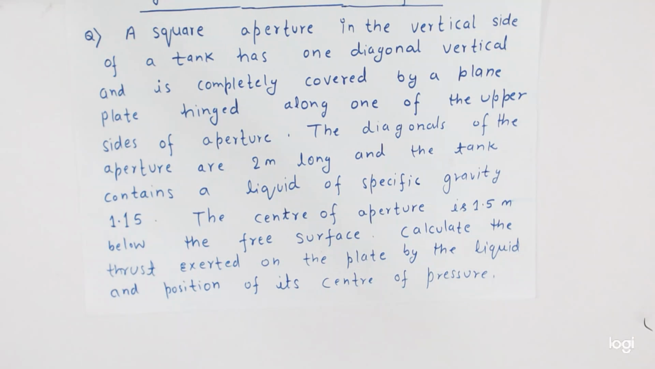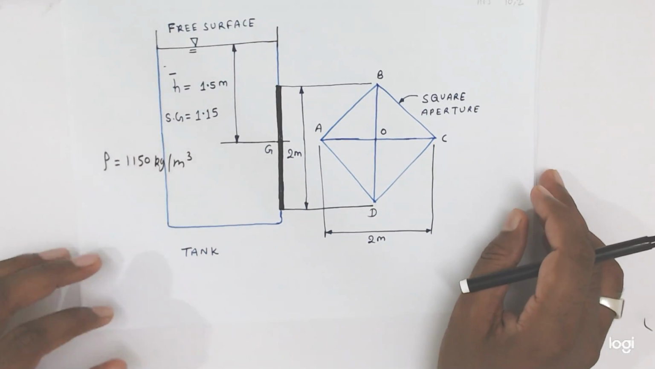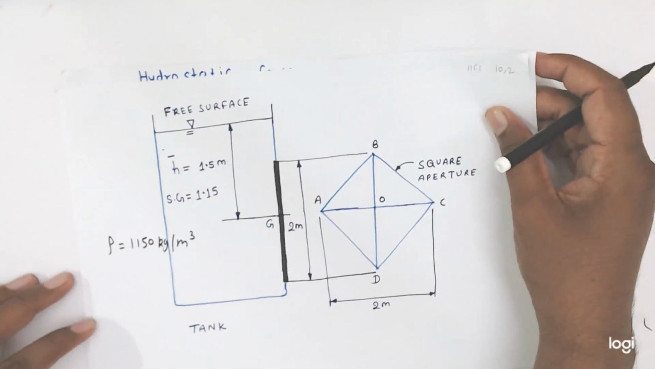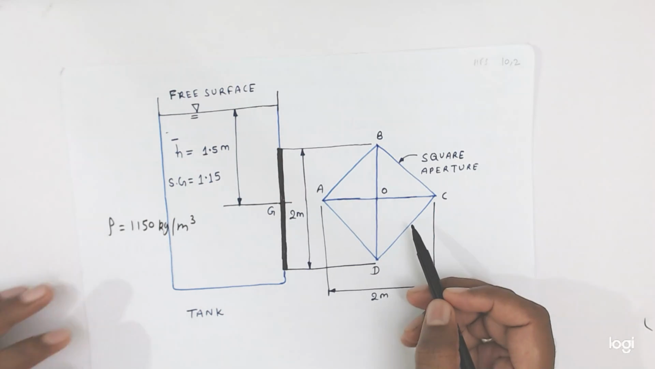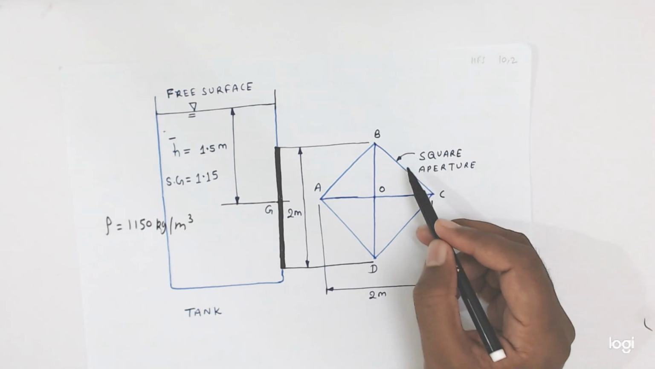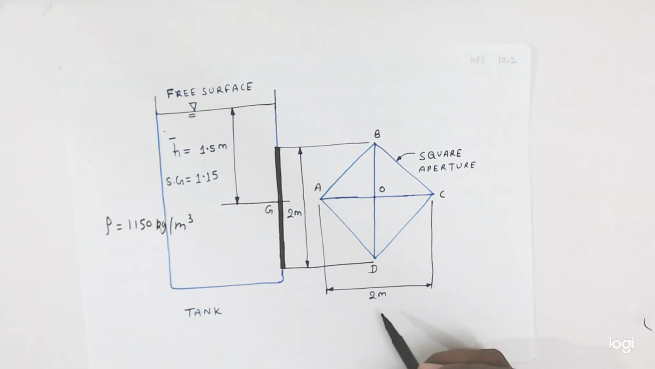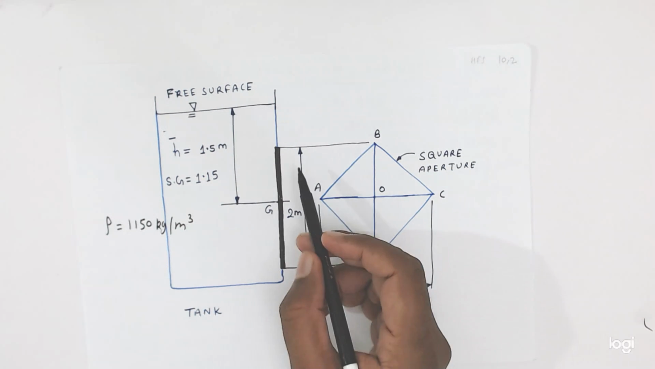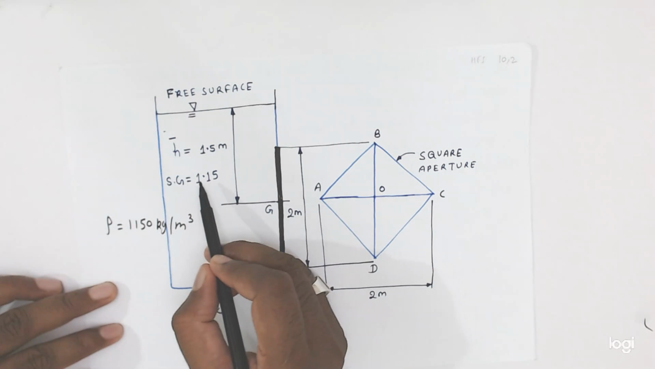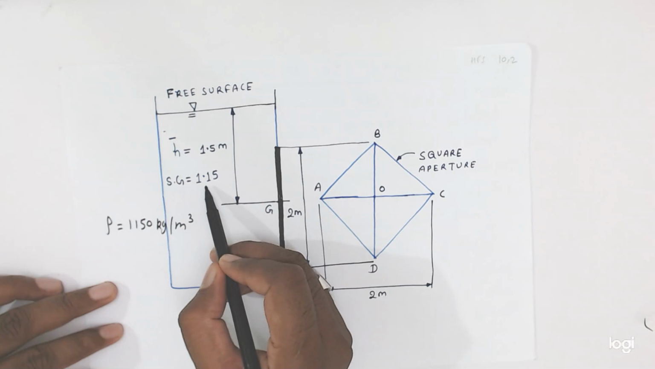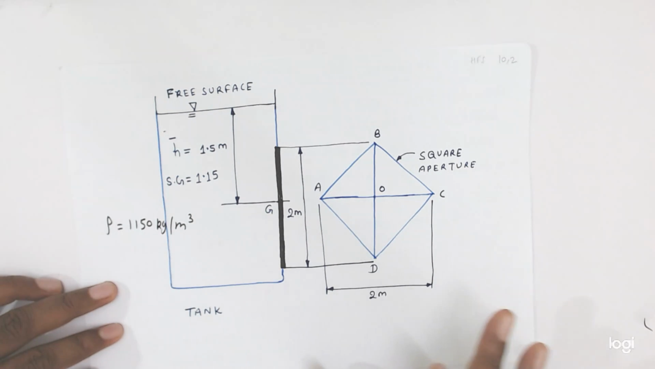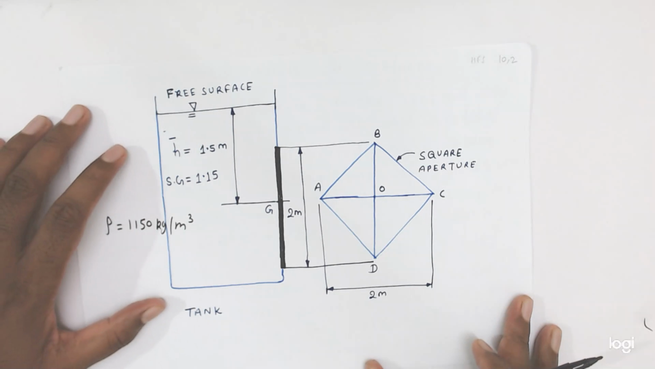So this is the diagram, friends. This is the tank. Already we explained, this is the aperture. This point is hinged, square aperture. This diagonal is 2 meter and side 2 meter, and the center point to the free surface is 1.5 meter, and specific gravity is 1.15. So its density is equal to 1150 kg per meter cube. Already explained. Okay friends, now we have to find the center of pressure.